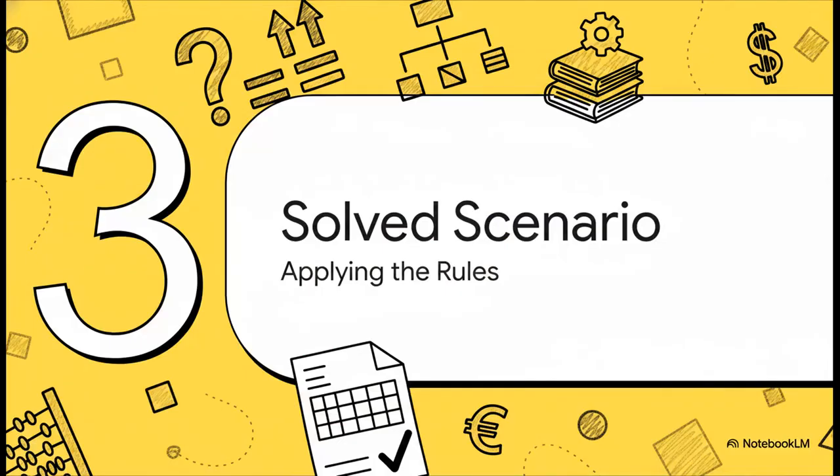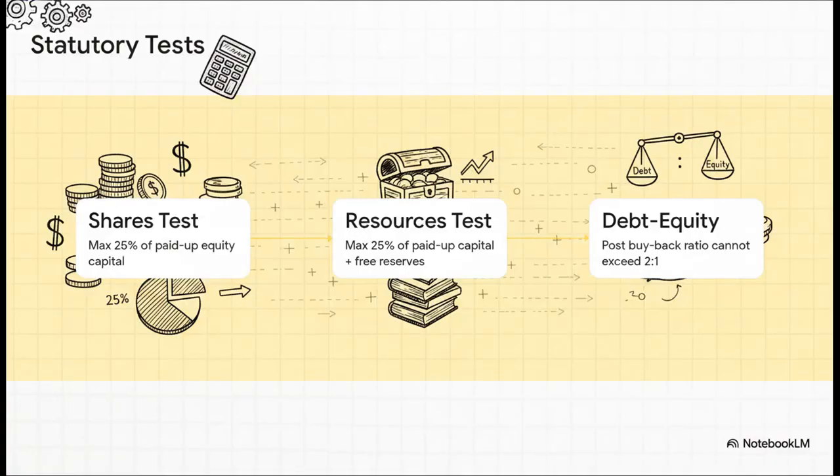All right, Section 3, Solved Scenario, Buyback Limits, Applying the Rules. Theory is great and all, but let's see how this actually looks on an exam paper. To find the maximum allowable buyback, you rigidly follow, and I mean rigidly follow, and calculate 3 distinct statutory tests.